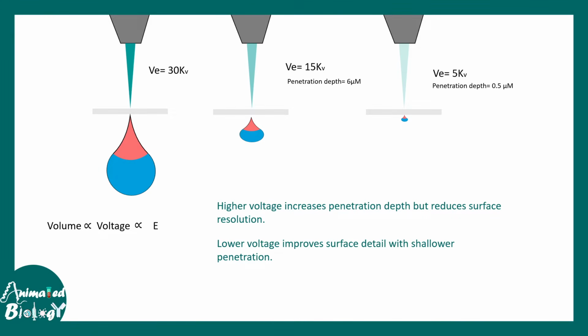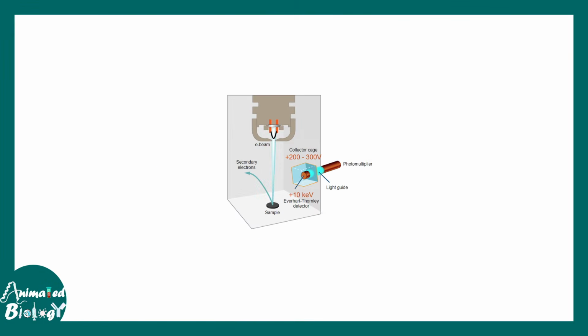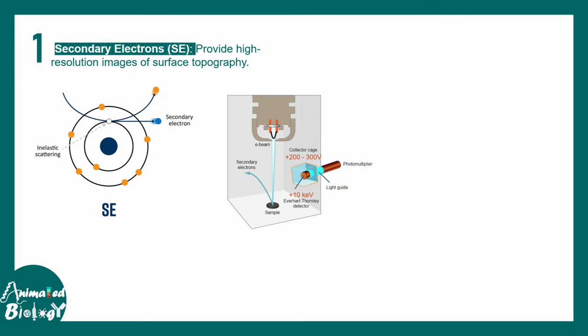So both are true, but it really matters what we are trying to image, and based on that we have to apply the acceleration voltage in this particular microscope. Now let's talk about the types of electrons that are generated. First type is secondary electrons. That is basically generated when the electron beam is kicking out electrons from the outer orbit of a particular sample.